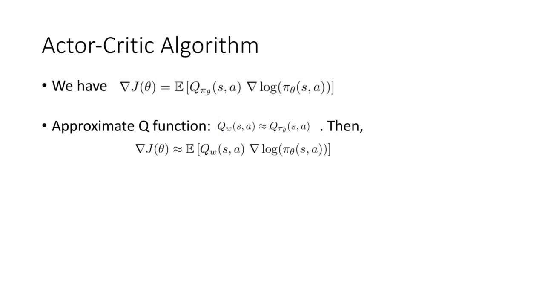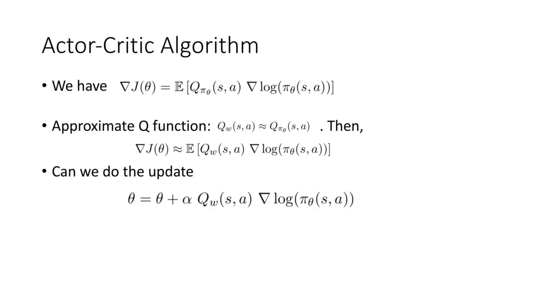Now let's assume that you can approximate the Q function with another neural network. Then you can approximate the gradient by replacing this Q pi theta by a Q_w. Then Q_w is something that you can estimate, and then you can do the update: theta is theta plus alpha times Q_w times the gradient of log pi theta. You are removing this expectation, taking the samples and doing the gradient descent.